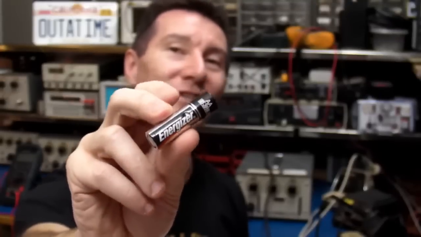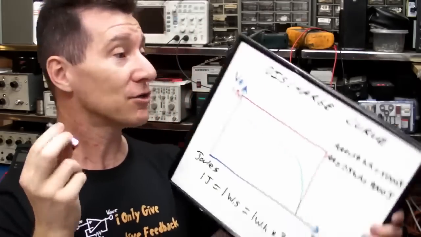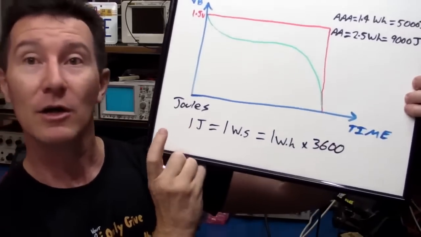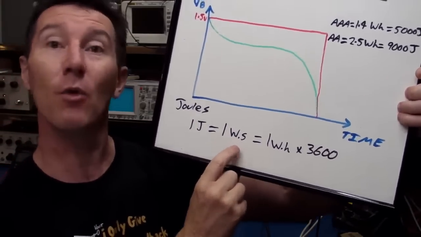So just how much energy is in your humble AA or AAA battery? Well, it might surprise you. In fact, it might surprise you a lot. Now, because we're talking watt hours, that's energy, so we can also talk joules as well. It's a direct relationship. Now, 1 joule equals 1 watt second, not watt hour.